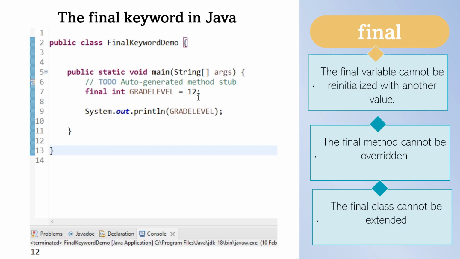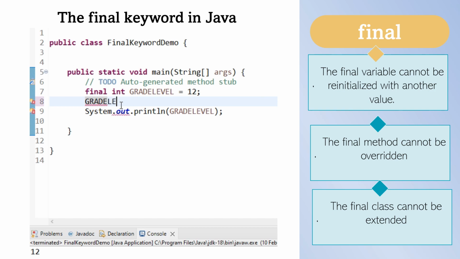Okay, so the final variable cannot be reinitialized with another value. Let's take a look at this one. I declare the gradeLevel final, as you can see, in all capital letters. So, final int GRADE_LEVEL is equals to 12. Now, let's try to change the value of gradeLevel. Diba? As stated, cannot be reinitialized.